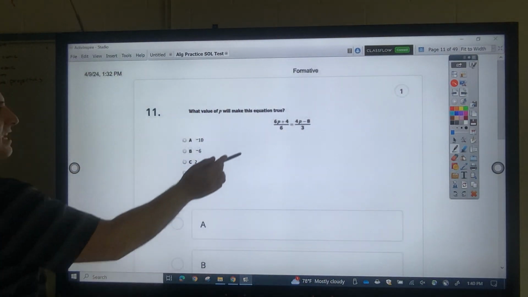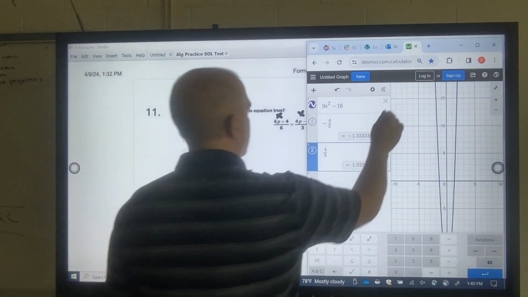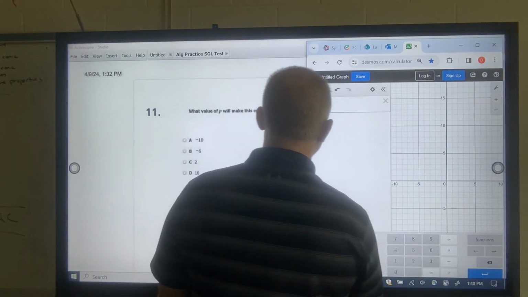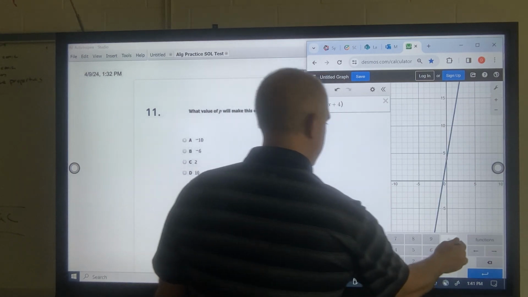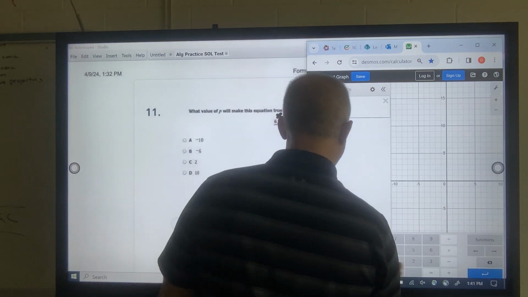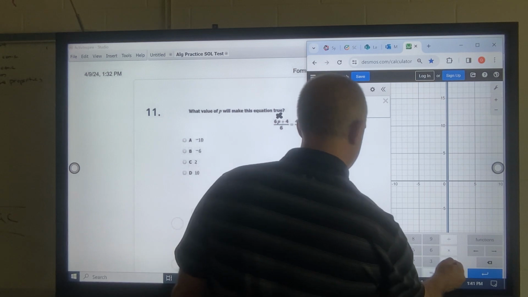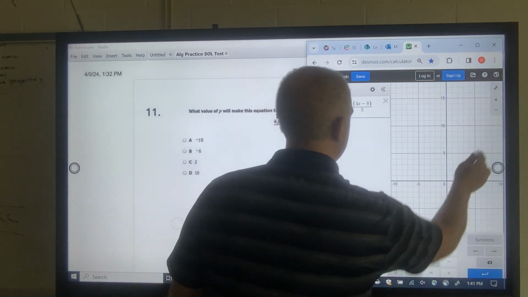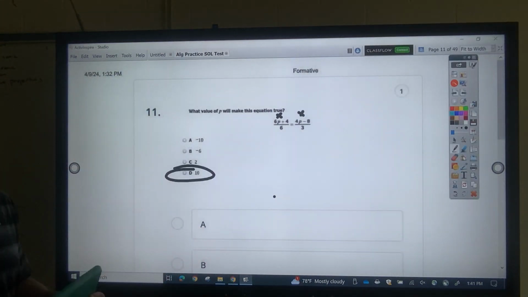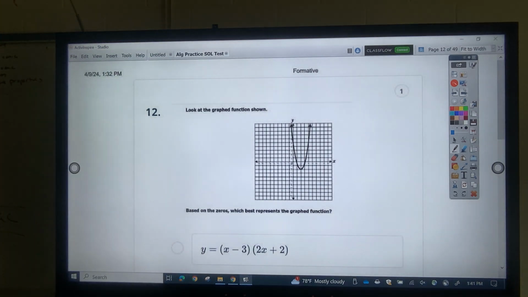If you ever get a letter that's not x, make it x. So what I want to do is go 6, and you want to put that part in parentheses. 6x plus 4 divided by 6, click over there, equals, parentheses 4x minus 8 divided by 3. Zoom out, find where it crosses at 10. That's my answer.